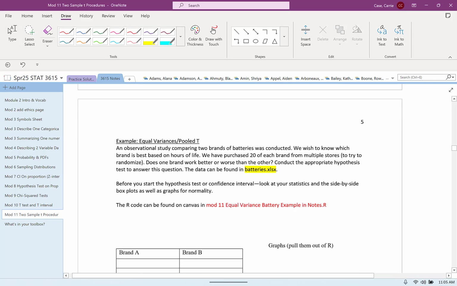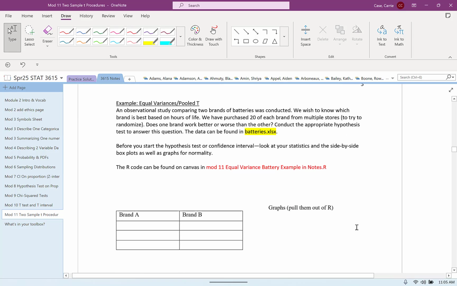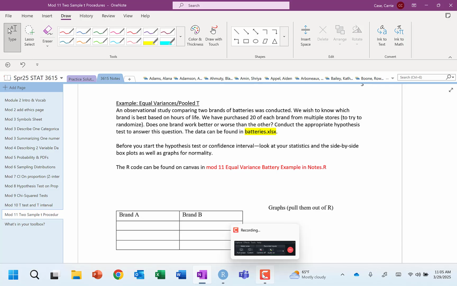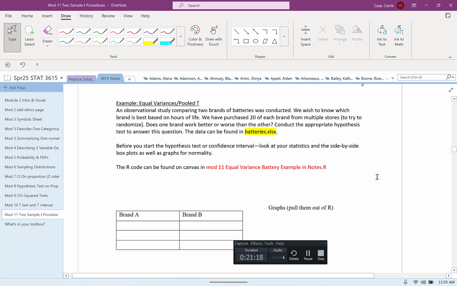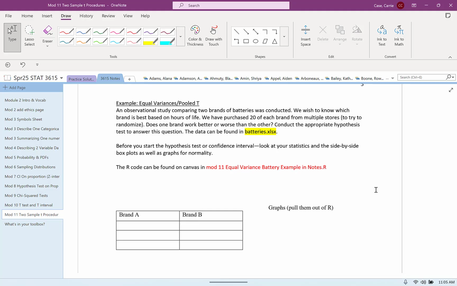Now let's do an example. An observational study comparing two brands of batteries was conducted. We wish to know which brand is best based on hours of life. We've purchased 20 of each brand from multiple stores trying to randomize. Does one brand work better or worse than the other? Conduct the appropriate hypothesis test to answer this question. The data can be found in the battery's Excel file.